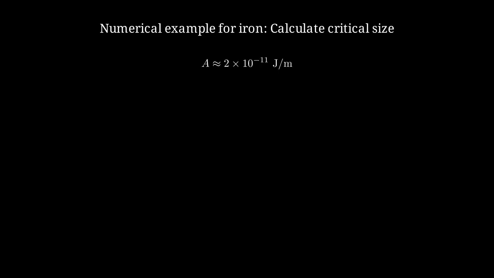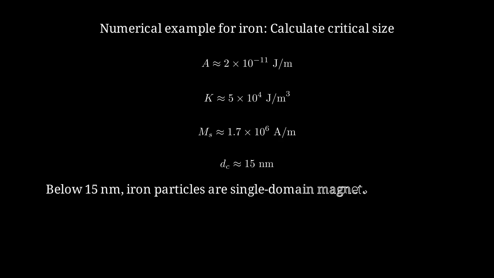For iron, the exchange constant is about 2 times 10 to the minus 11 joules per meter. The anisotropy constant is about 5 times 10 to the 4th joules per cubic meter. The saturation magnetization is about 1.7 times 10 to the 6th amperes per meter. Plugging these values in, we get a critical diameter of approximately 15 nanometers for iron. This means that below about 15 nanometers, an iron particle cannot support multiple domains and becomes a single-domain magnet.